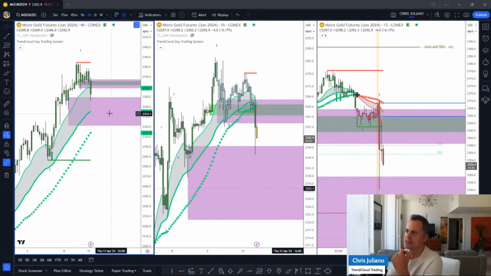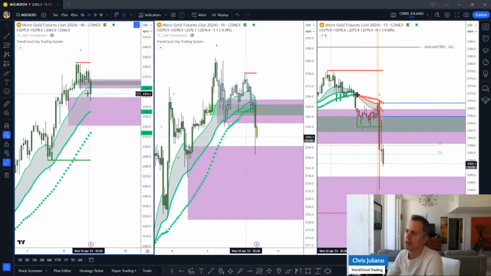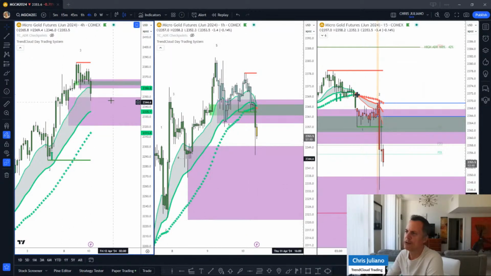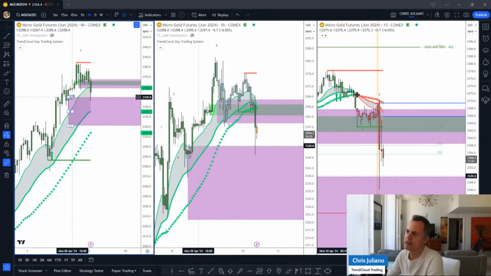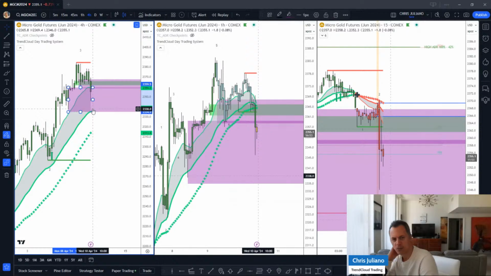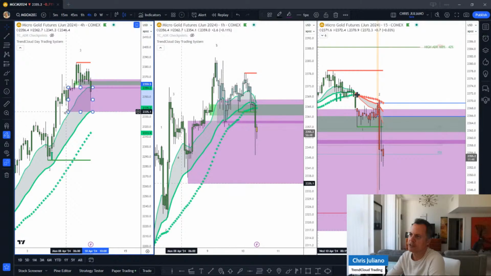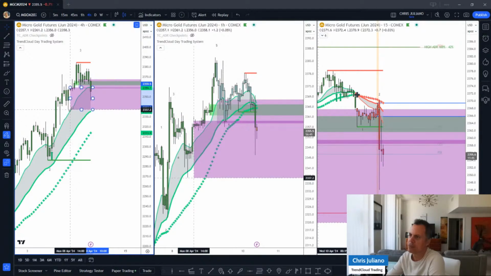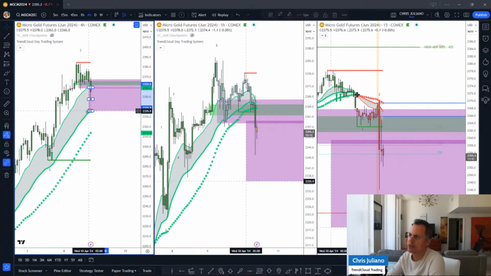The purple boxes are the trend cloud, from the top of the trend cloud to the bottom of the trend cloud. And that was right here. This was the 4-hour trend cloud, which is right here, and we boxed it out. Now the 4-hour trend cloud is right here, because we went up a little bit. So we're adjusting our trend cloud box, just like that.